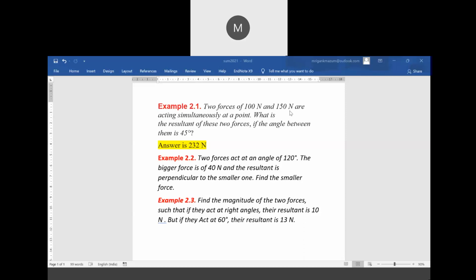Okay, five people have given me the correct answer. Very good, very good. So now, for the rest of the people, let us discuss the solution.